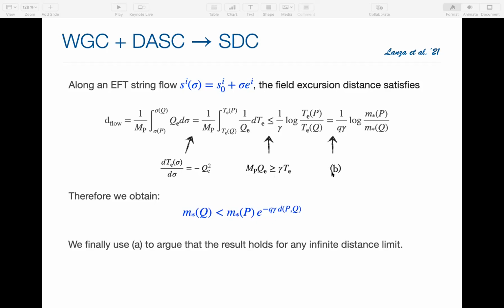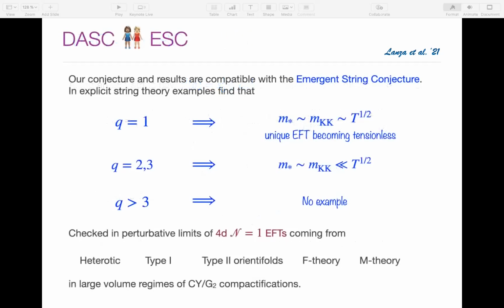Then you use the relation with the EFT cutoff scale in order to express this parameter lambda in terms of two things. One is the extremality factor of the string, and the second one is this number Q that appears in the second part of the conjecture. And then finally, you use the first part of the conjecture to say that all limits are of this sort, so this should be general. Okay.